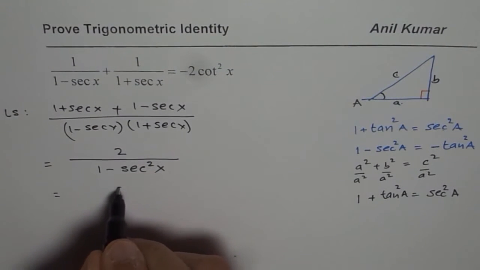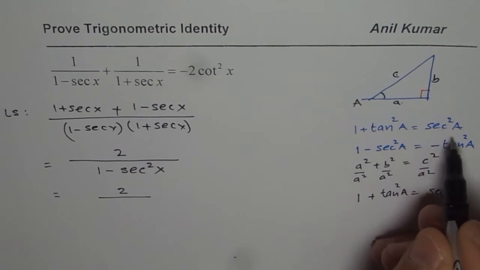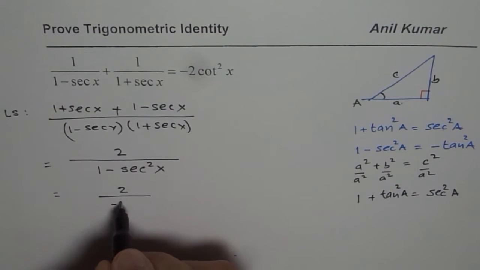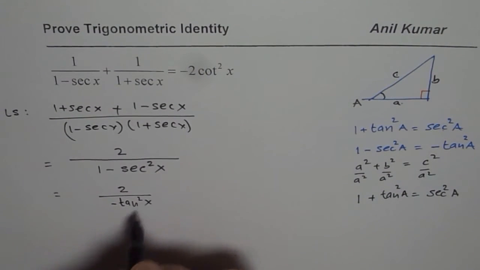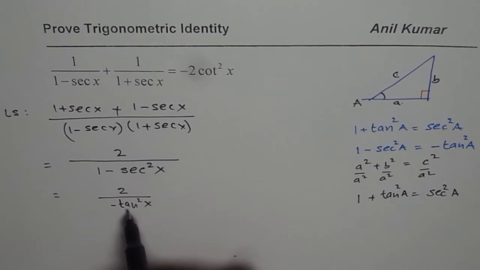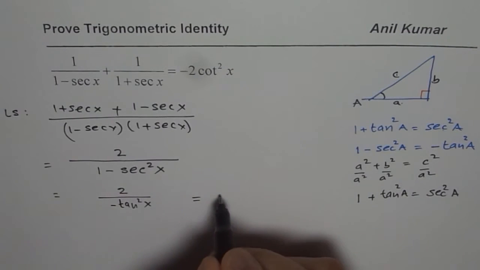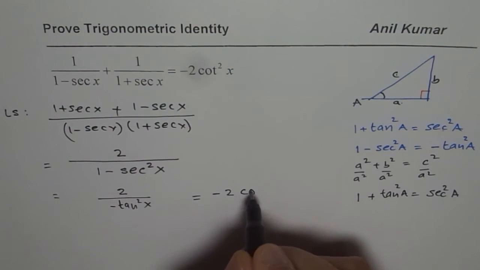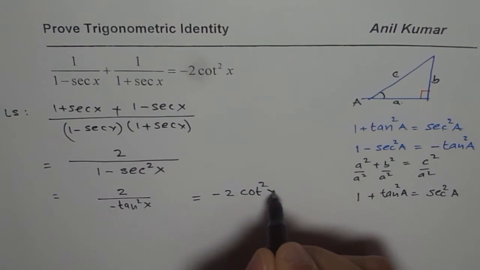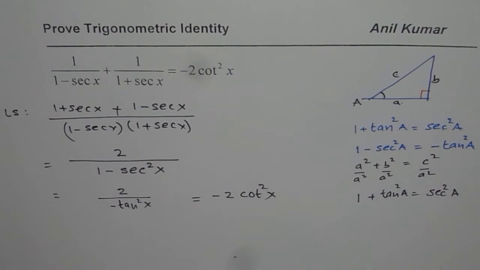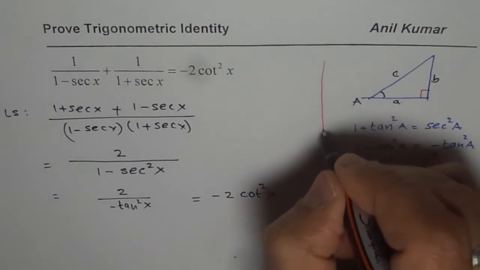So what we get here is 2 over minus tan square x. Now 1 over tan, you know, is cotangent, so we get the right side, negative 2 cot square x, right? So some of you may not know this formula, that's why I derived it on the side.